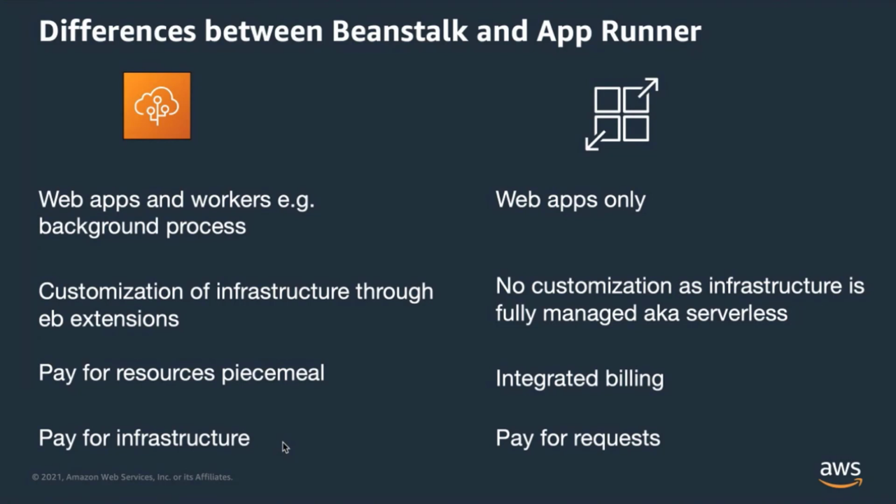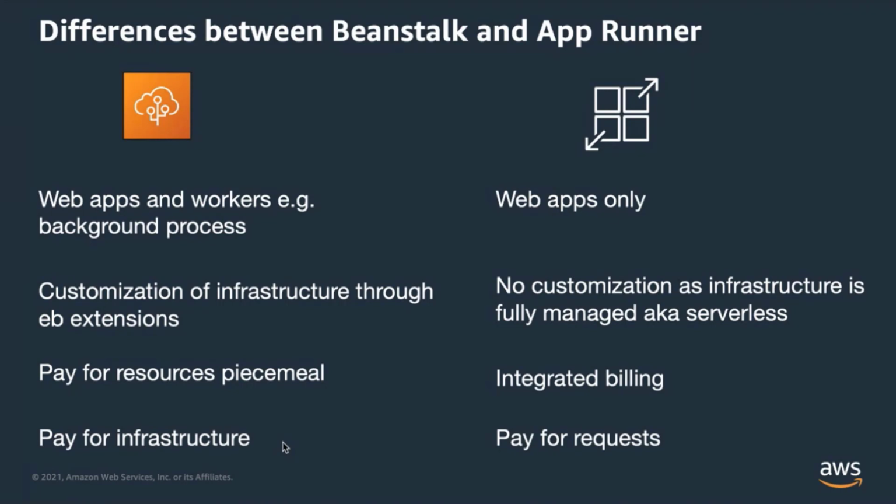With Beanstalk, you get to customize more of the infrastructure. As we saw earlier in one of the slides, all of those infrastructure resources actually run in your account. So you can go and tweak some of those knobs, and you can configure and customize as you see fit. On App Runner, it's serverless. There's nothing in your account. You're just running apps, so you don't get that degree of flexibility, but you also get the simplicity that comes with not having to deal with all of the infrastructure components.